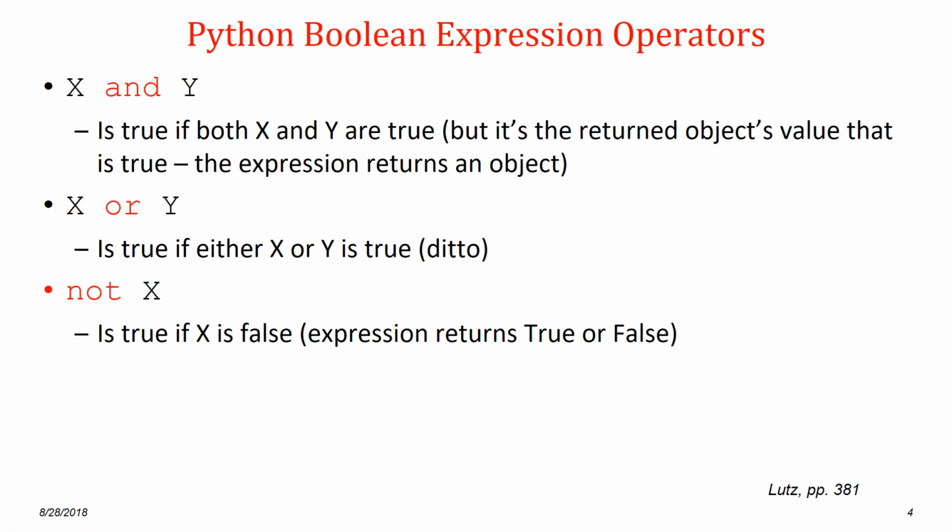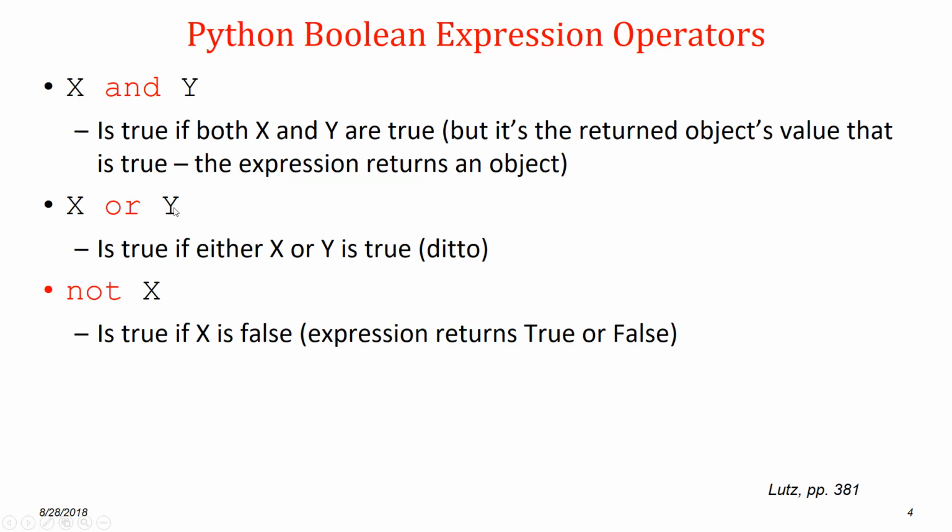Then, in terms of the ands and ors, x and y is true if both x and y are true. But it's the returned object's value that is true, not the expression itself. In other words, the expression actually returns an object, as we'll see. In this particular case, it's going to return the object y, assuming y is true. Secondly, x or y is true if either x or y is true, and again, it's the returned object's value, not the actual expression. So if x is true, let's say x has a value of 5, by short-circuiting, the return value will be 5, and x and y won't even get evaluated.